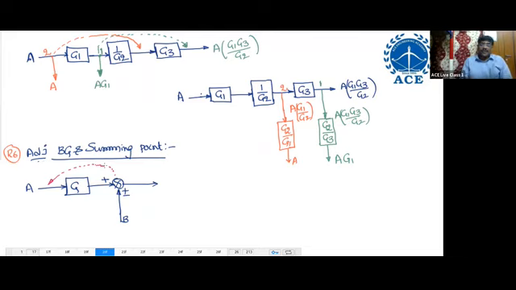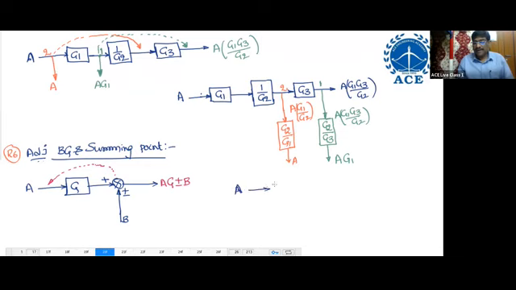What is the output you are getting? What is the output here? AG plus R minus B. After shifting A into G plus R minus B. After shifting also it should be same. Come on, write it. That means what you are getting? A.